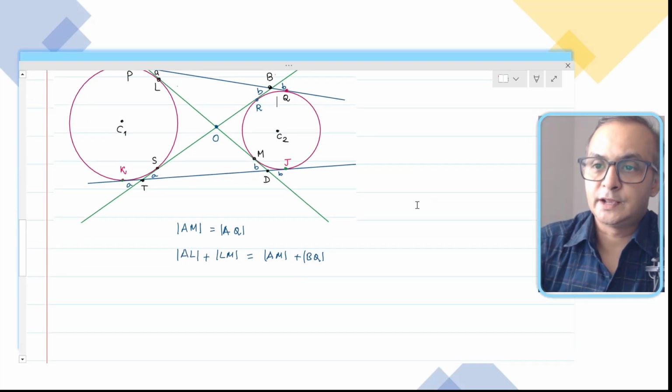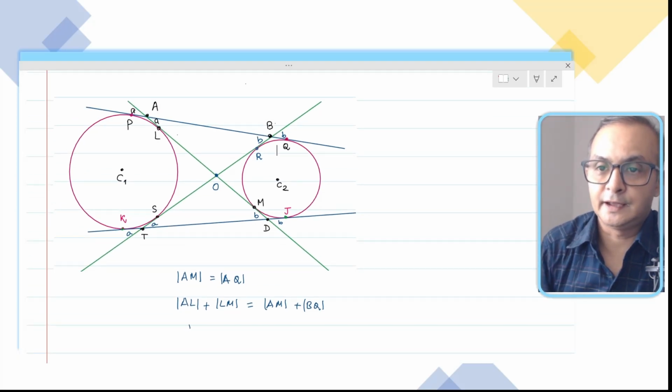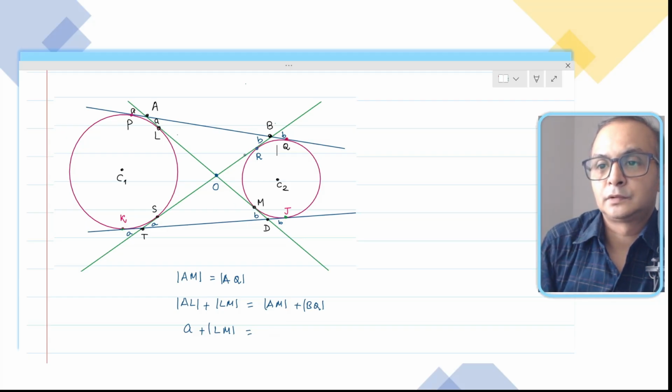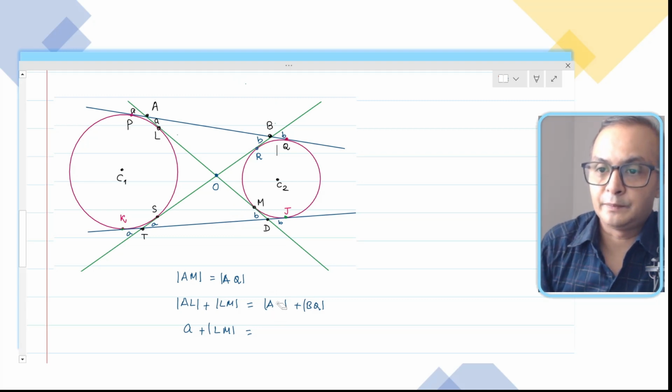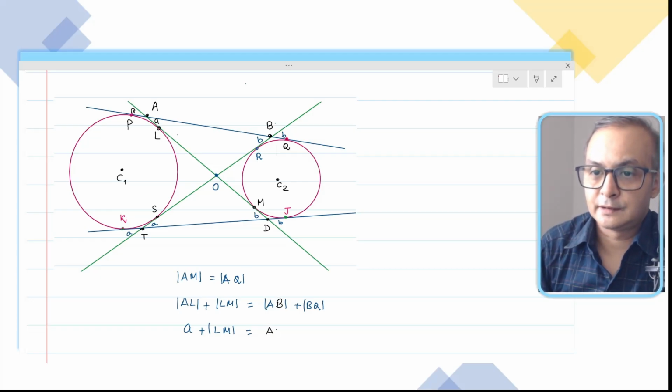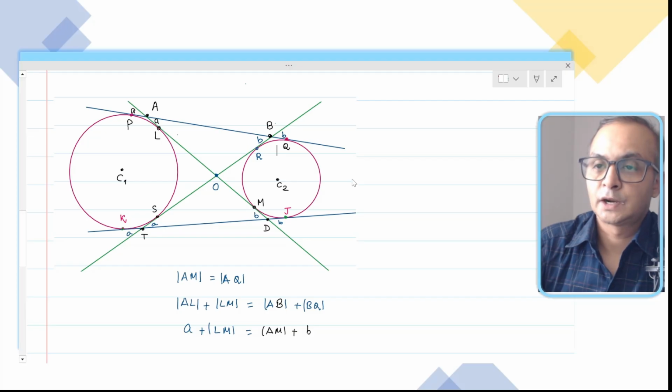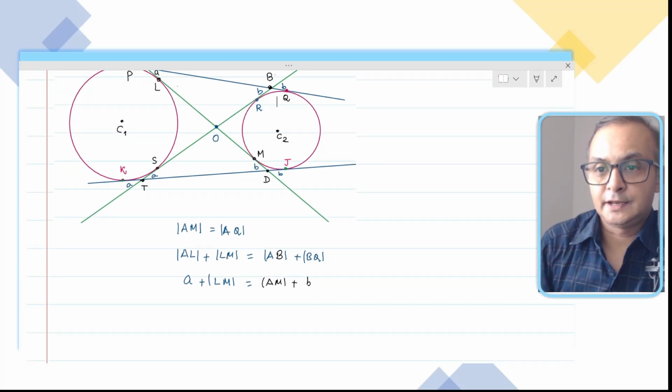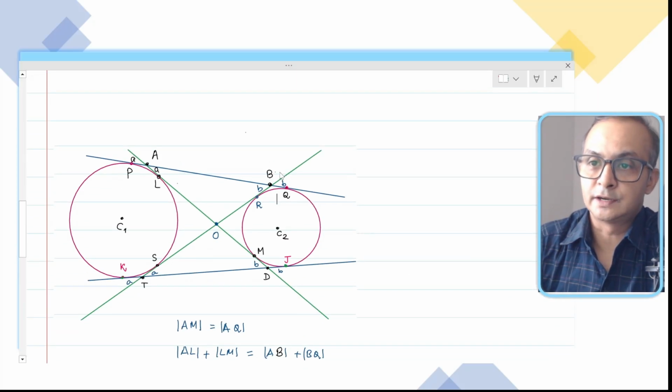So AL is actually A, so let's write it. AL is A plus LM, and this is AM. I made a mistake here, that should be AB, not AM. AB plus BQ is obvious there. So this is AB and that is BQ. BQ is B. So this is the tangent I drew from A to circle C2.